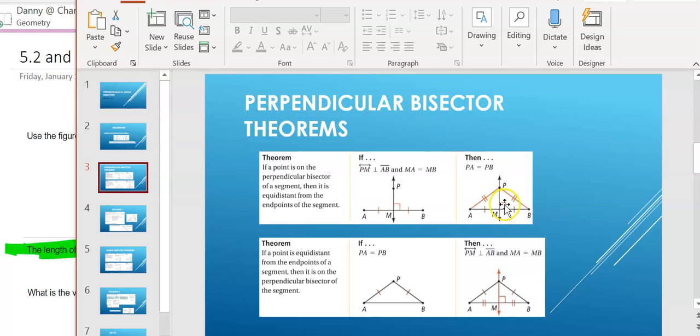That lets us know a right angle is created. That lets us know that we have equal distances between AM and BM. And it also lets us know that the distance from P to A and P to B is also equal. So we'll look at lots of examples of those things.